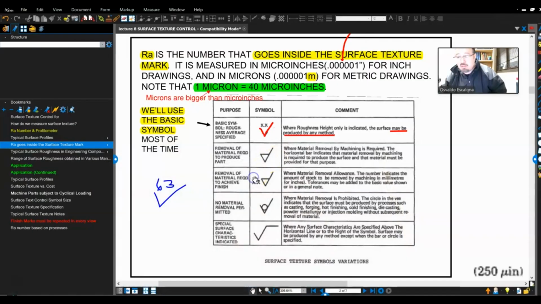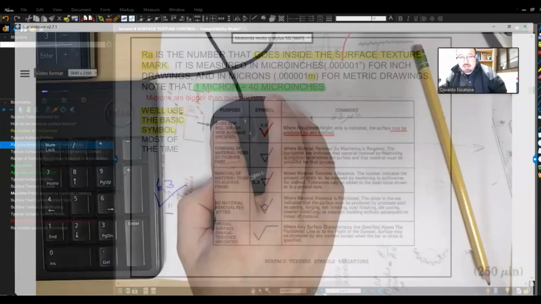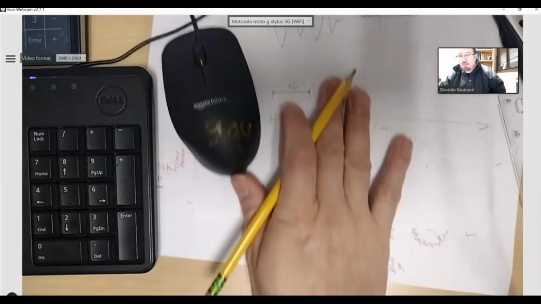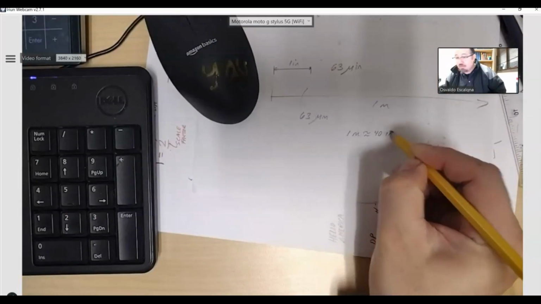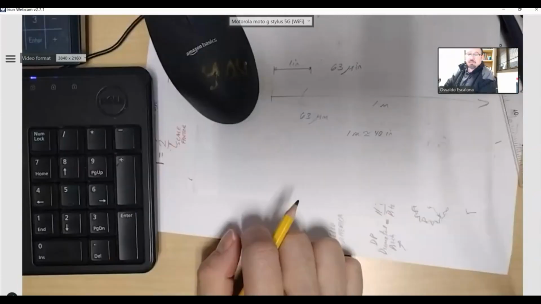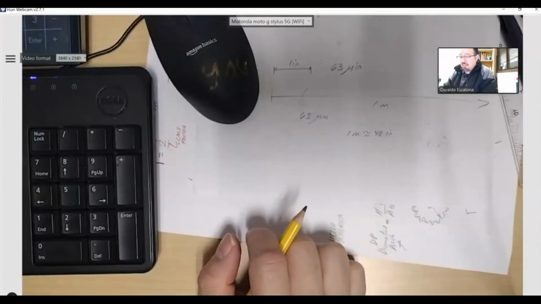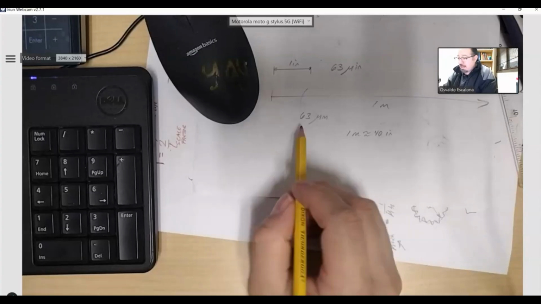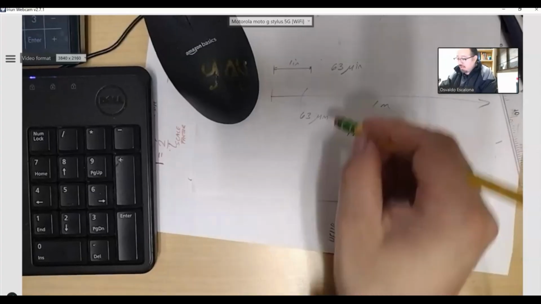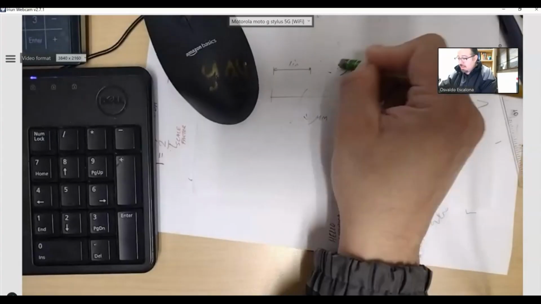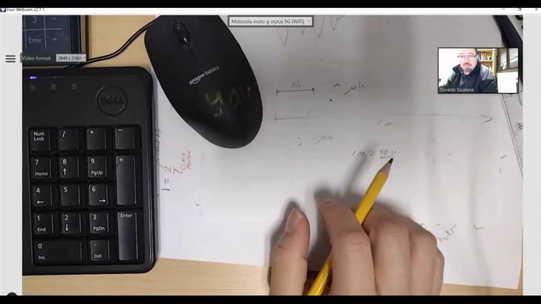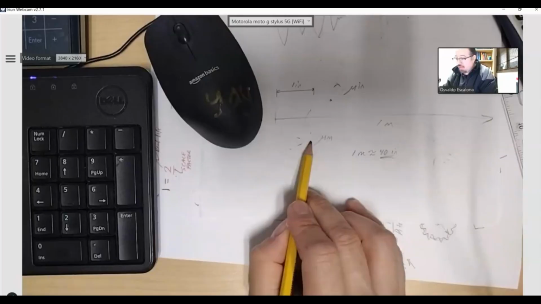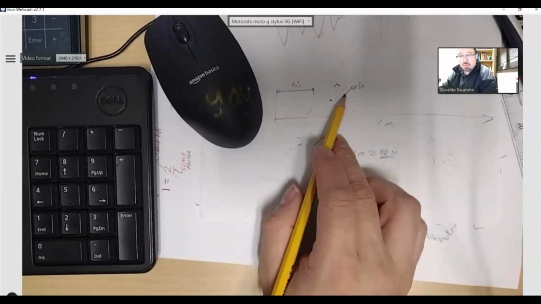And the reason is that in 1 meter there are about 40 inches. Somewhere about there, it's a good estimate. So if you want to know what the equivalent of meters to inches is, it is dividing by 40. Grabbing whatever you did in micrometers and dividing by 40 will give you what you have in micro inches.